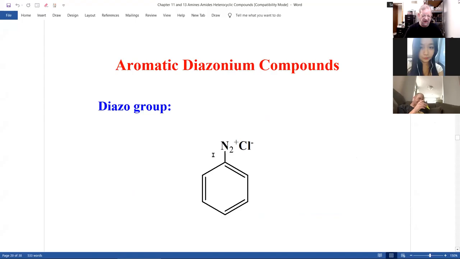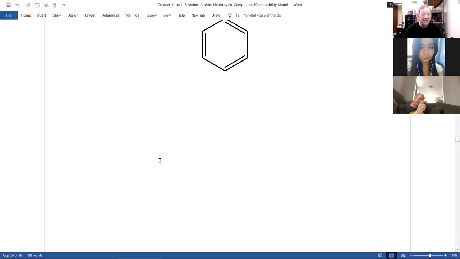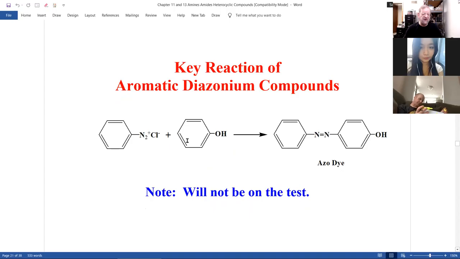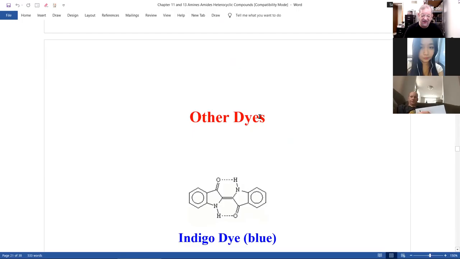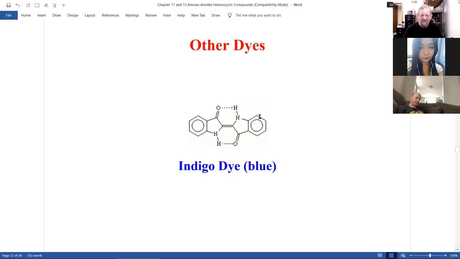There's another functional group that you make from aniline called a diazo group. That's this on a benzene ring, and you can have stuff on the benzene ring. Now, you can react the diazo group with a phenol or substituted phenol. Notice I even have on there, will not be on the test, and you form this molecule. These are called azo dyes or synthetic dyes. When you have different groups on the benzene rings, you have different colors, which is how chemists get the different colors to dye clothing the way it is.